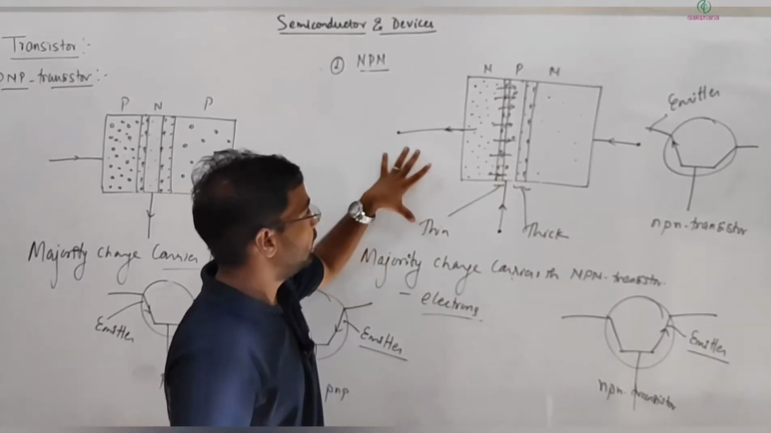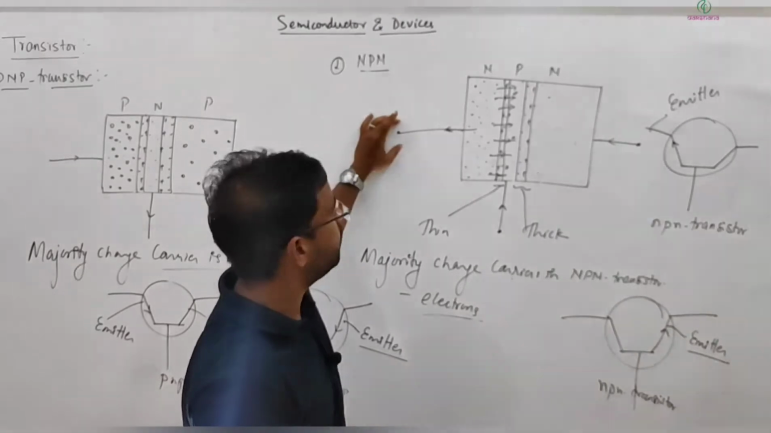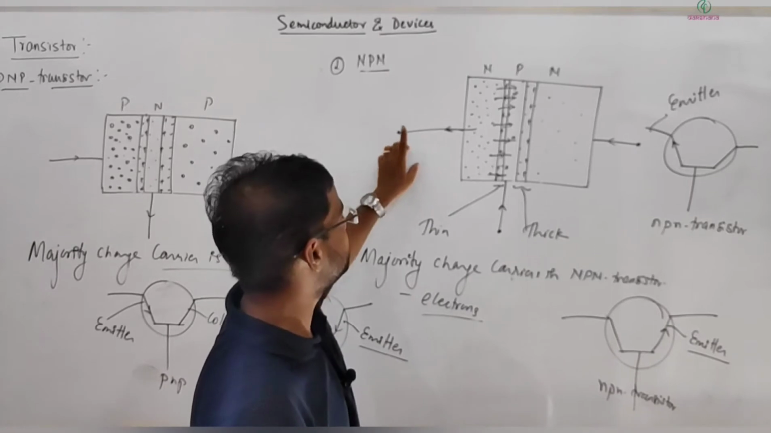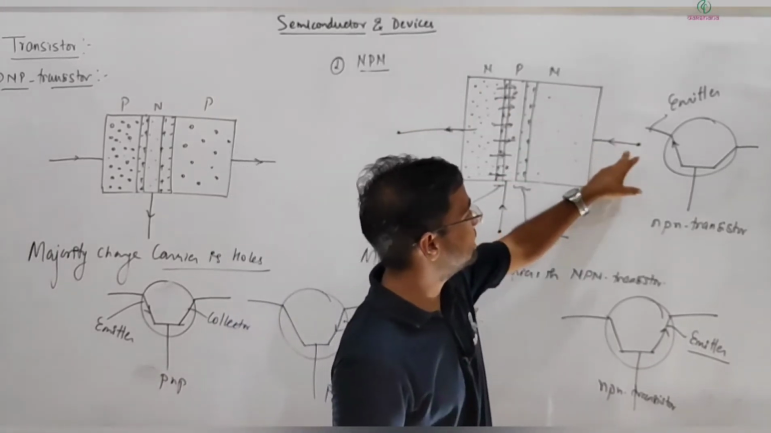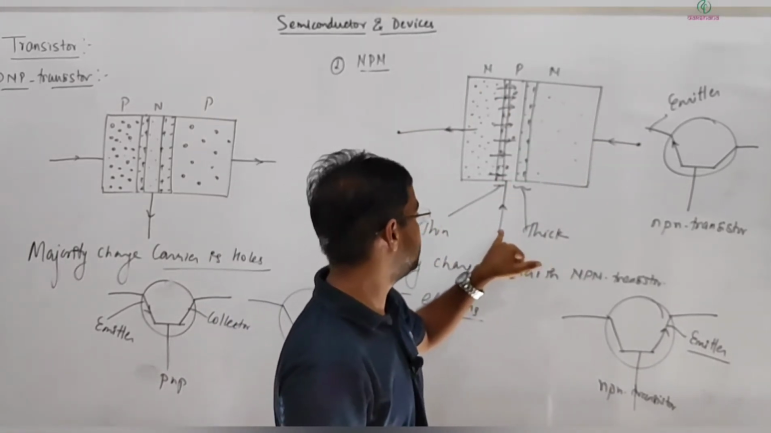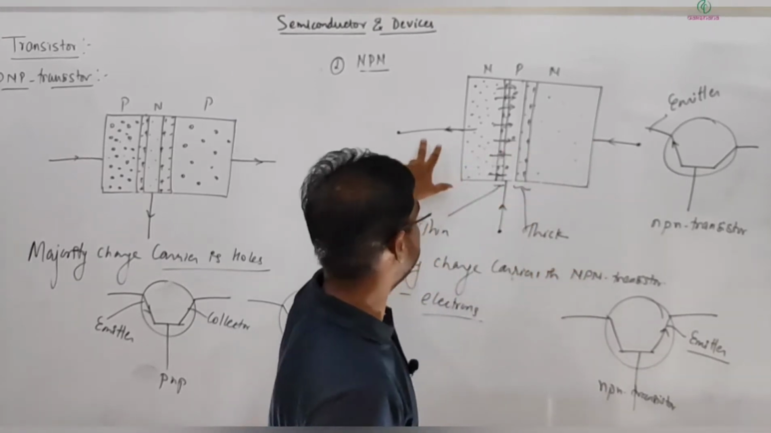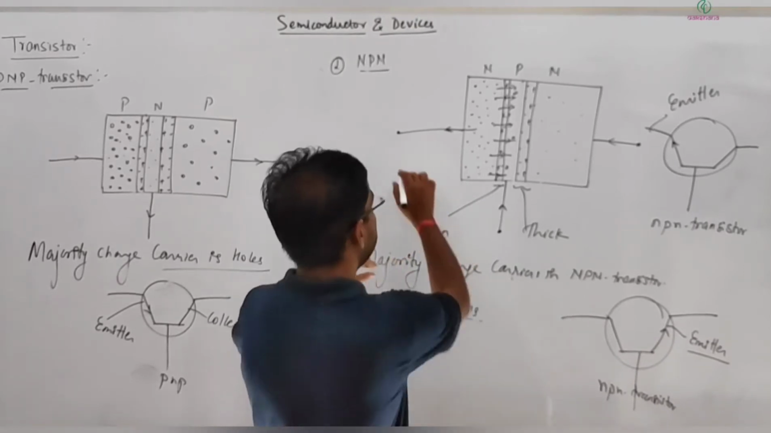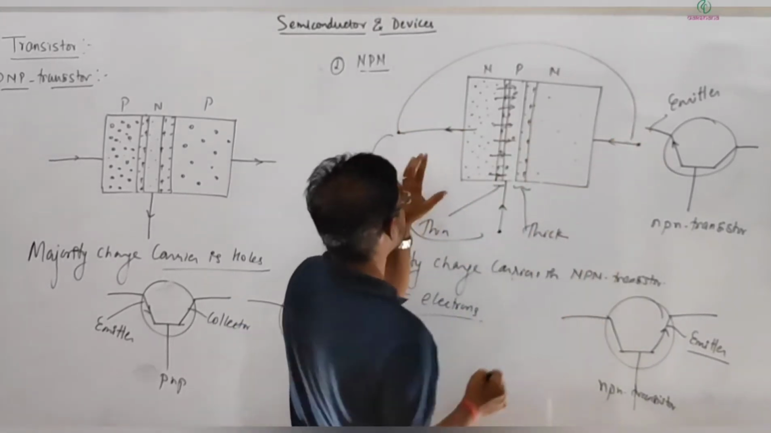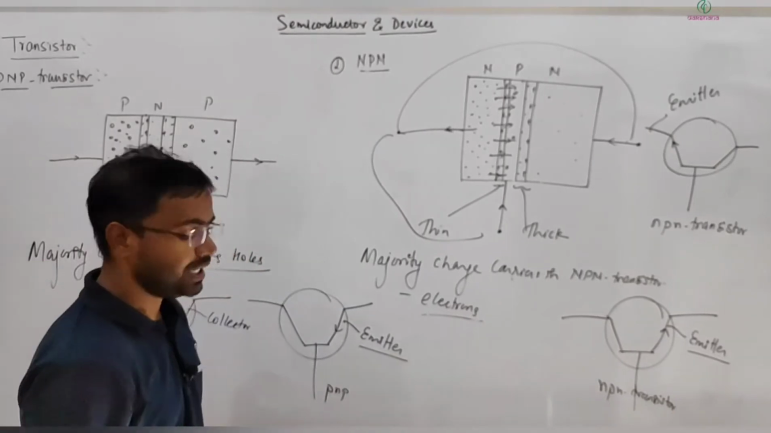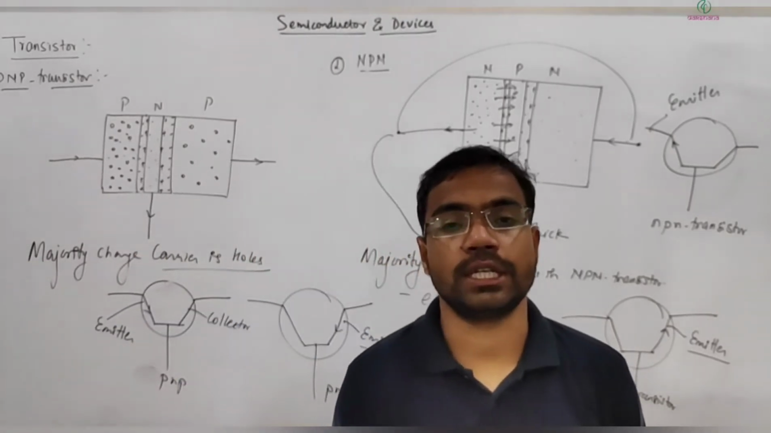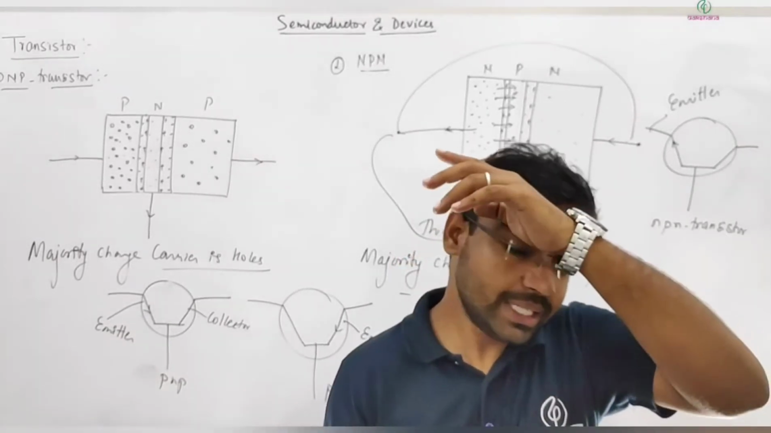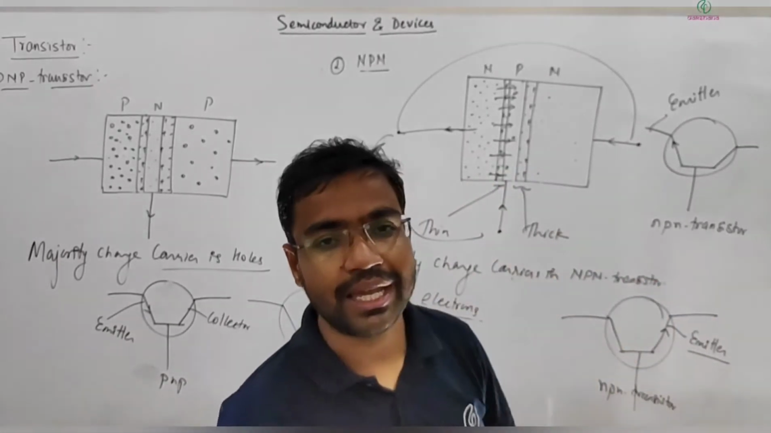Similarly, you can make the emitter common, so the output will be connected between emitter and collector, and the input will be connected between base and emitter. So input here and output here. So there can be three configurations: common base, common emitter, and common collector. All these configurations you can easily check in any book.